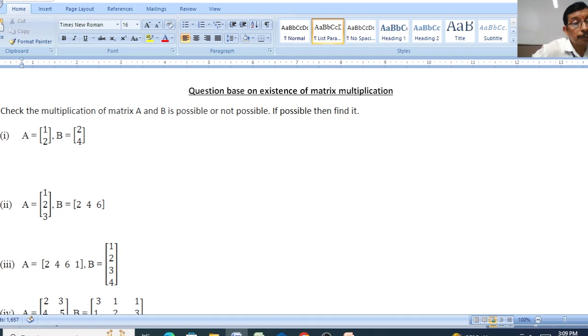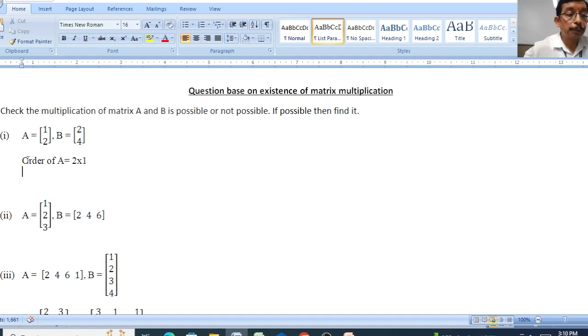In the first question, the order of A. What is the order of A? 2 by 1, 2 rows, 1 column. Order of B: 2 by 1, 2 rows, first column.